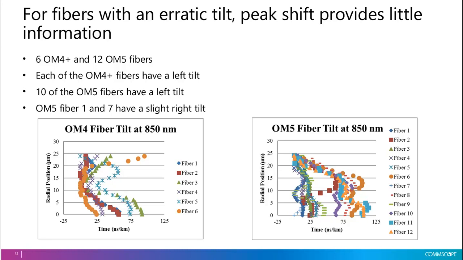The probe positions kind of wander back and forth to the left and to the right. So this peak shift parameter isn't going to give us a lot of useful information. If we look at just the 5 and 19 micron probe positions that correspond to encircled flux, each of these OM4 plus fibers have a left tilt. 10 of the OM5 fibers have a left tilt, but 2 of them actually have a very slight right tilt. You really can't tell on the chart, but fiber 1 and 7 have a very slight right tilt.